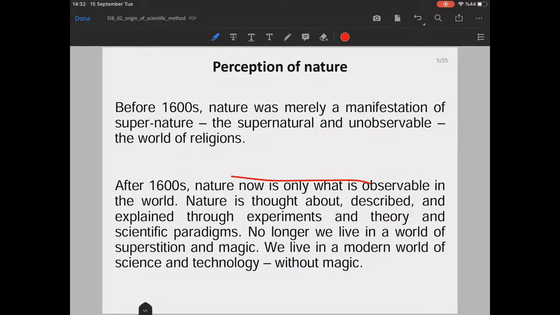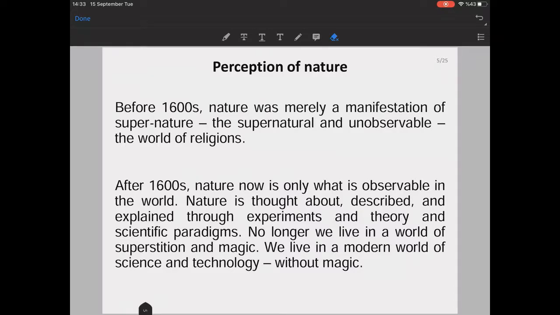How do we perceive nature? Before the 17th century, nature was merely a manifestation of supernature, and it was basically the world of religions, and the supernatural and unobservable things dominated the perception of nature in humans. After the 17th century, nature is only what is observable in the world. So this is what we understand from nature.